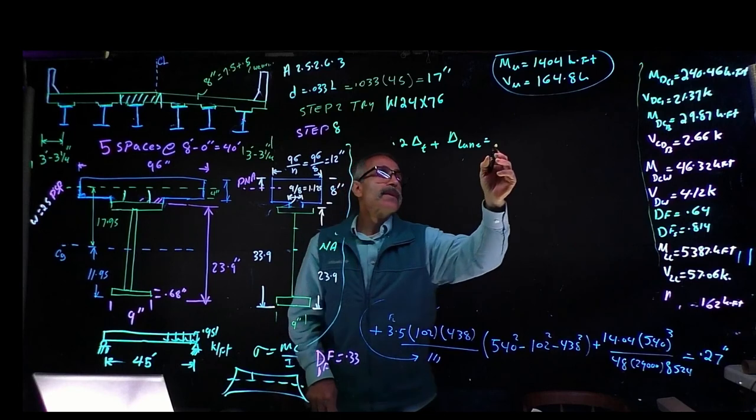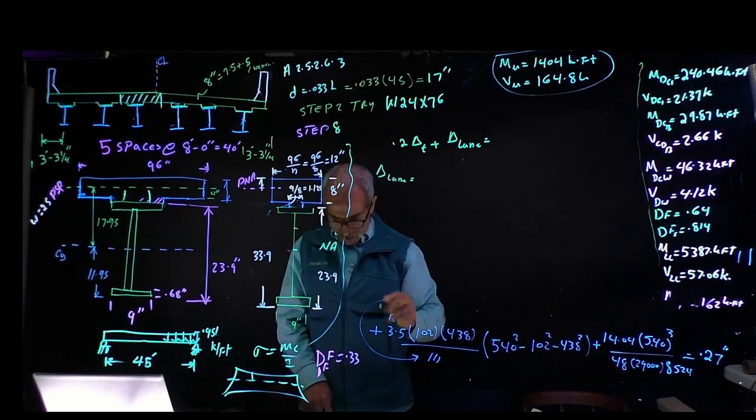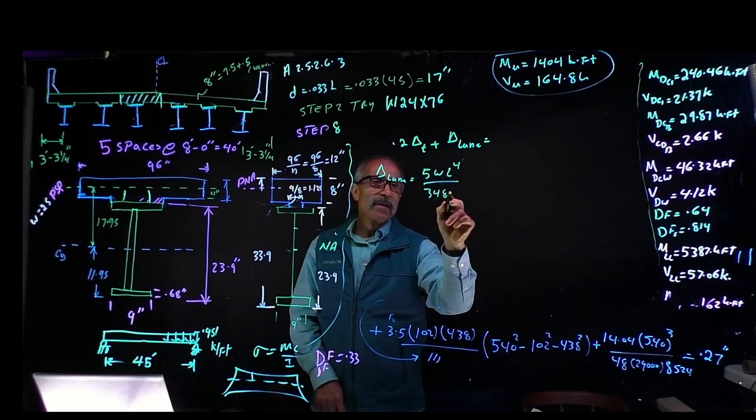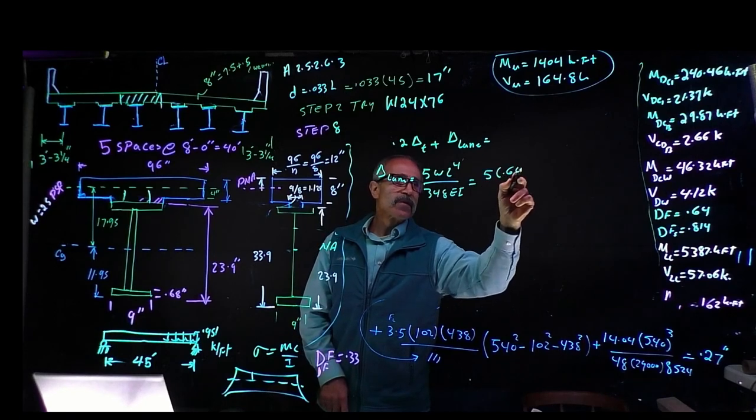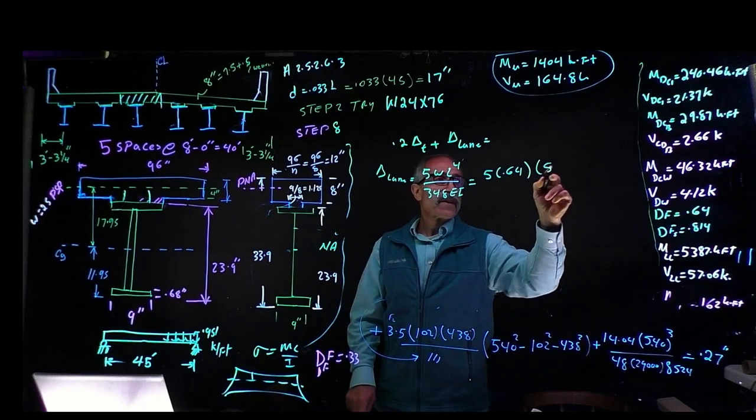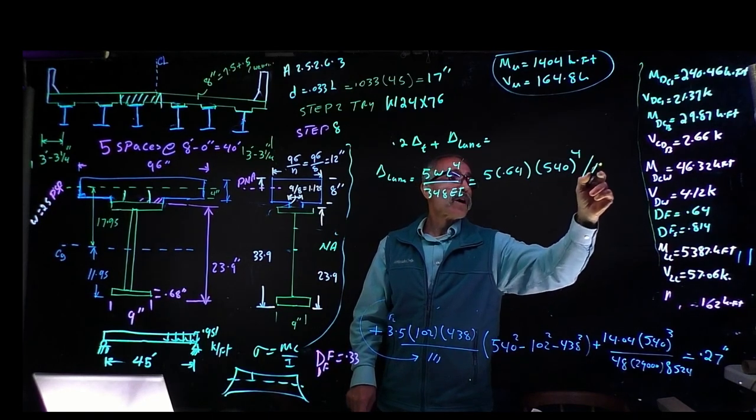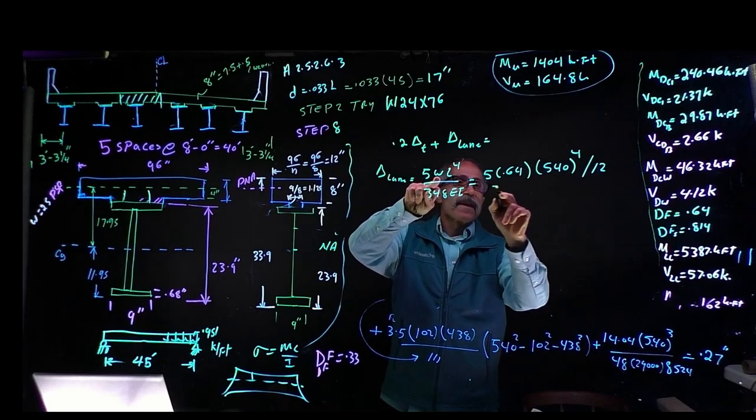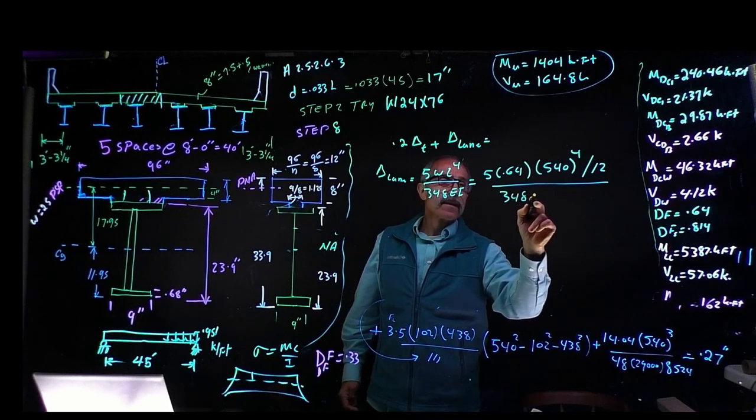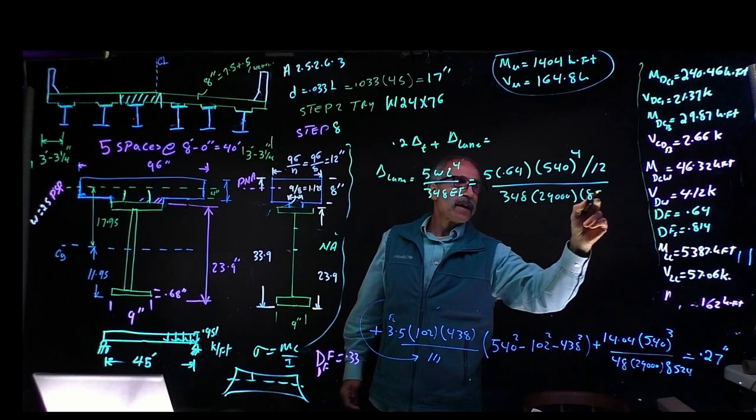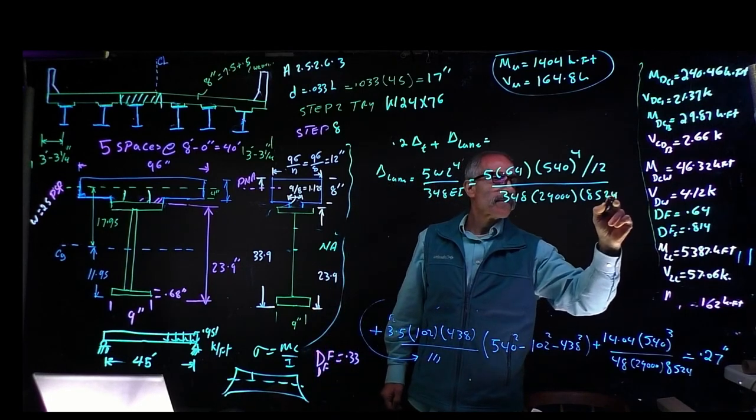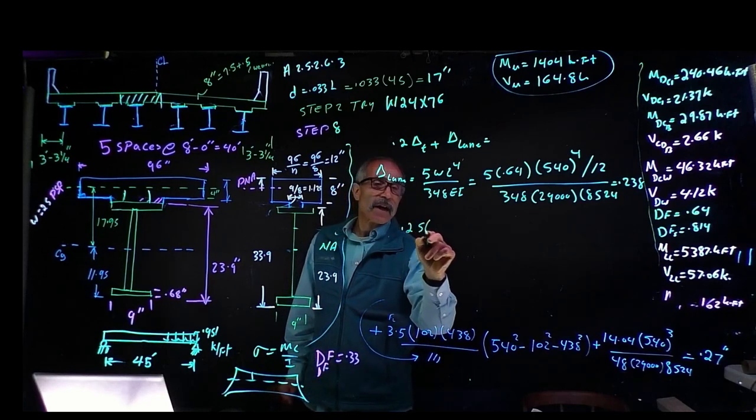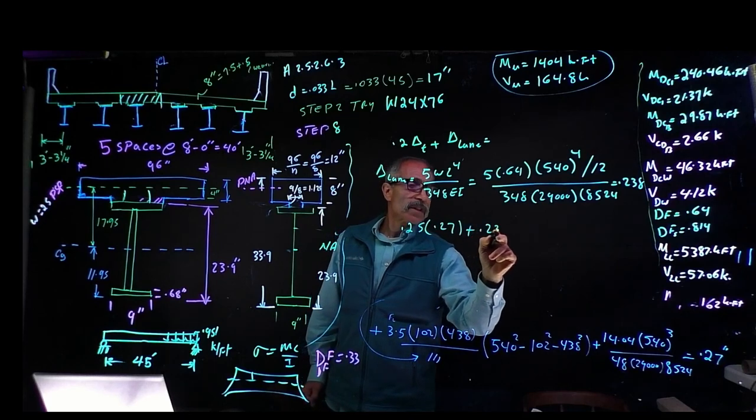So delta lane is equal, let me write down here, the formula for it, you can find: 5WL to the power 4 divided by 384EI. So it's 5 times 0.64 times 540 to the power of 4 divided by 12. Remember, this L4 has an L here. This W is 0.64 per foot, so you have to take 1 foot out of there, and then divide that by 384 times 29,000 times 8524, and that comes out to 0.238.